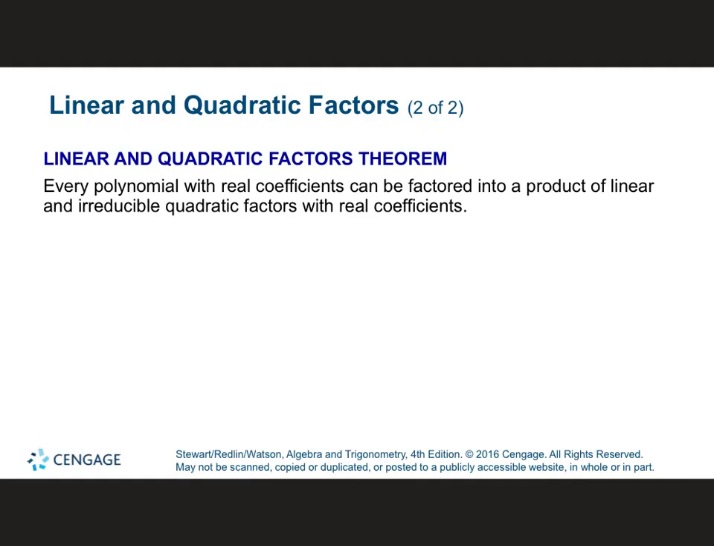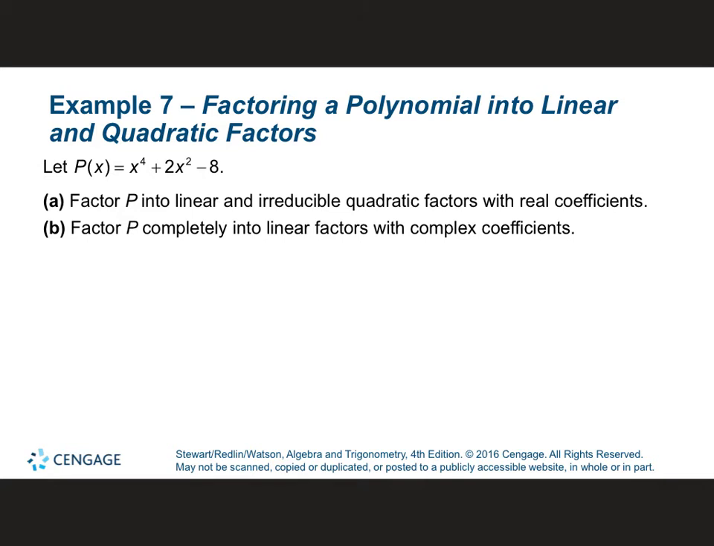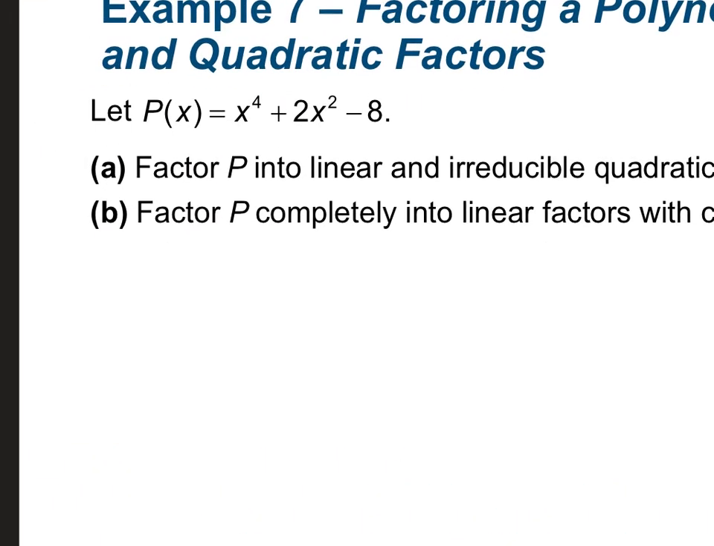If we look at our next example 7, it tells us that p of x is equal to x to the 4th power plus 2x squared minus 8. We're factoring p into linear and irreducible quadratic factors with real coefficients. Then we're factoring completely into linear factors with complex coefficients. So we're just factoring this. We're going to start with that p of x is equal to x to the 4th power plus 2x squared minus 8.